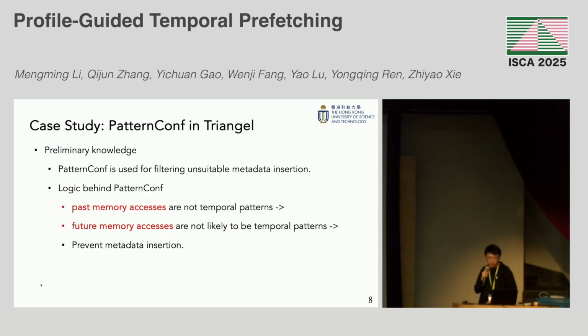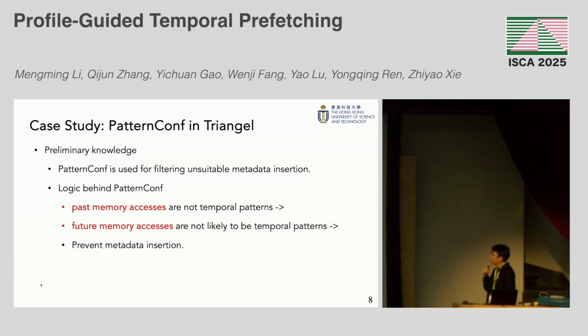Next, we will use a case study to show why the previous metadata management strategies are inefficient. The pattern conf is used in Triangel to filter out unsuitable metadata. The logic behind the pattern conf is that if past memory accesses are observed as non-temporal patterns, the future memory accesses are not likely to be temporal patterns, and it will accordingly prevent metadata insertion.